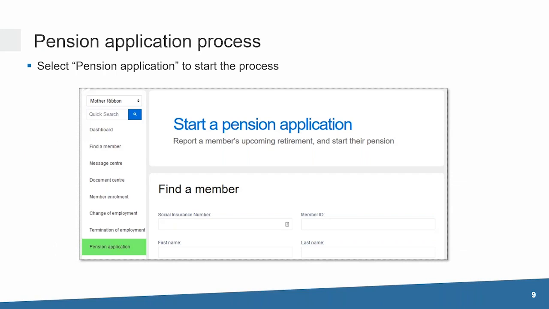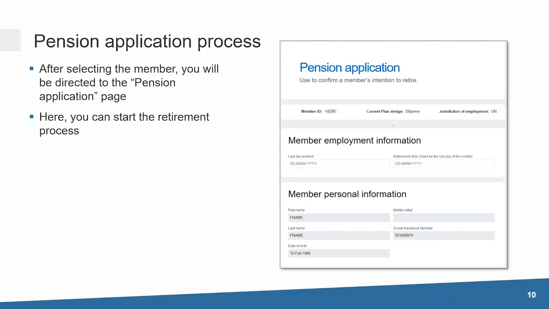To start a retirement in PAL, select the pension application link on the left-hand sidebar and search for the member. After selecting the member, you will be taken to the pension application page. Provide all the required information. Once complete, you can either save the transaction or proceed with submitting the application to the plan.